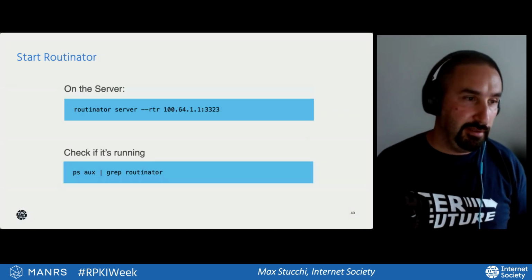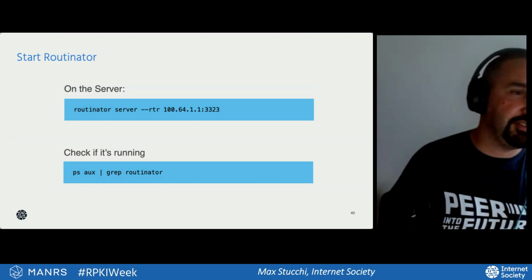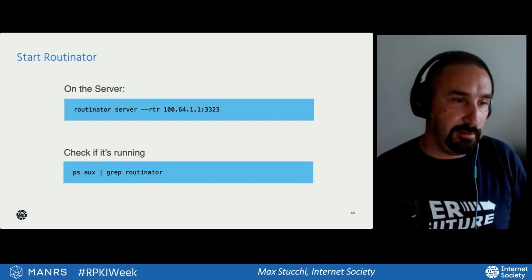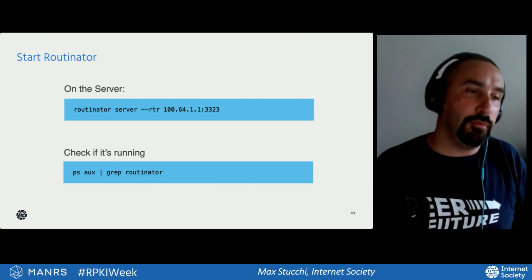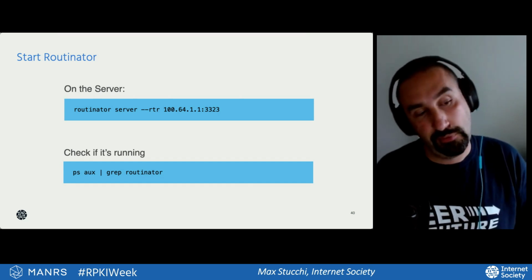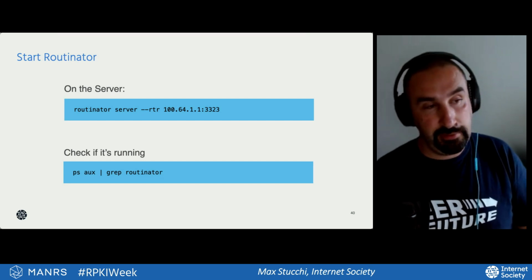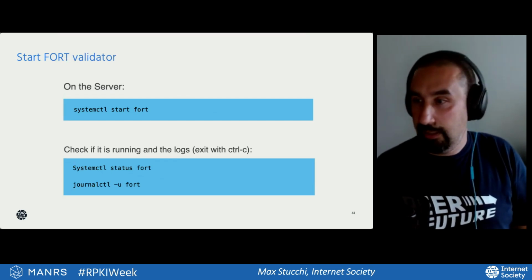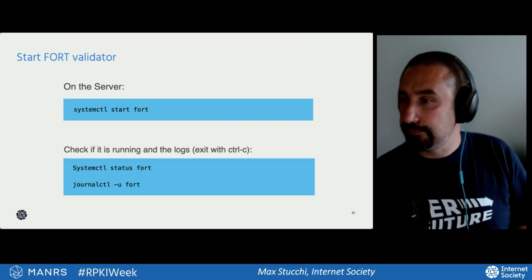And then there's a passage that's missing. So here, when you run Routinator again with the same command line, you get to see it running, and then you should see it running here. The same goes with Fort, and yeah.